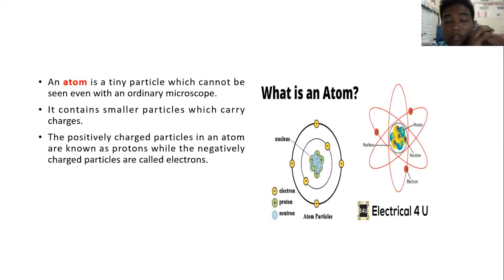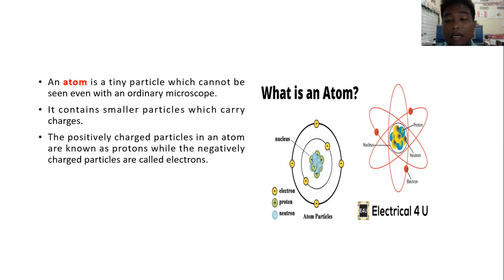Okay, so an atom is a tiny particle which cannot be seen even with an ordinary microscope. So it is very small. It contains smaller particles which carry charges. The positively charged particles in an atom are known as protons, while the negatively charged particles are called electrons. So positive and negative. The positively charged particles in an atom are known as protons, then the negatively charged are known as electrons.